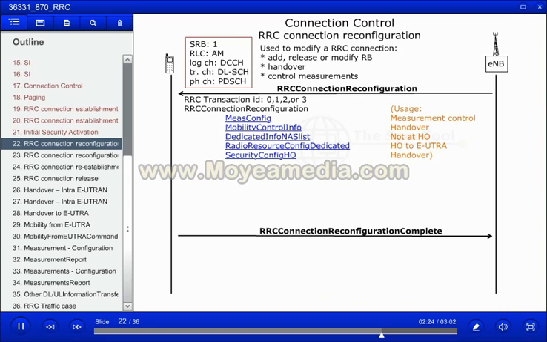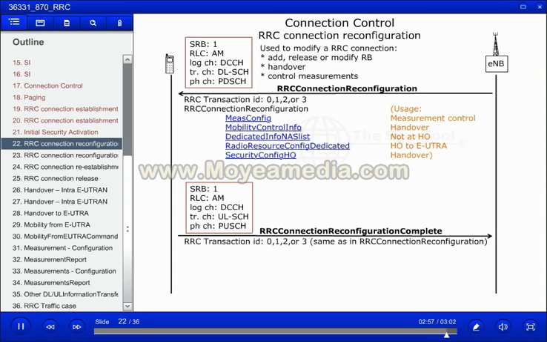As a successful response to this message, the UE will send the RRC connection reconfiguration complete message. It is also delivered on signaling radio bearer 1. RLC acknowledge mode is used, and the logical channel is the dedicated control channel. The transport channel used is the uplink shared channel, and the physical channel is the physical uplink shared channel. The content is only the RRC transaction identifier.